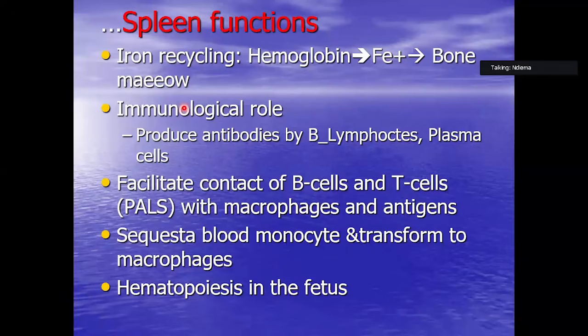Hematopoiesis in the fetus: during the fetal stage, we have the spleen acting as part of the hematopoietic organ, just like the liver during the mesoblastic stage and also the hepatic stage. That is where we have hematopoiesis taking place, and the spleen plays a role in this.